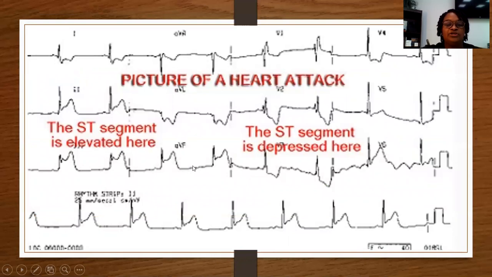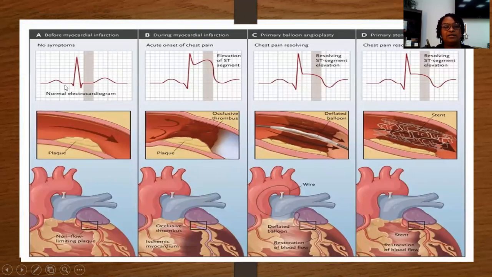Here's an image of what your EKG strip may look like if that patient's having a heart attack. And here we see, if there are no symptoms, what your PQRST segment looks like. Here, when they start with the acute onset of chest pain, you see the ST segment elevation. And then when they get to the hospital and the doctor gets them in for the angioplasty, gets the balloon in and inflated, and they get the stent placed in to hold it open.